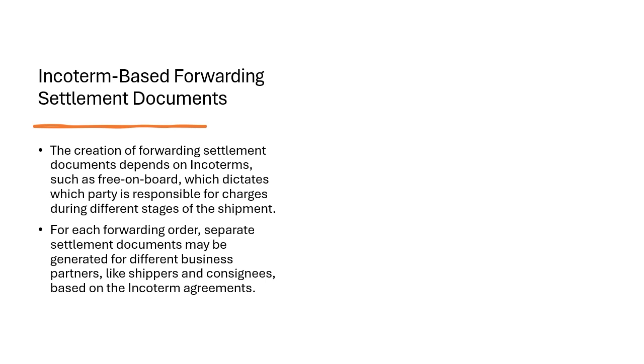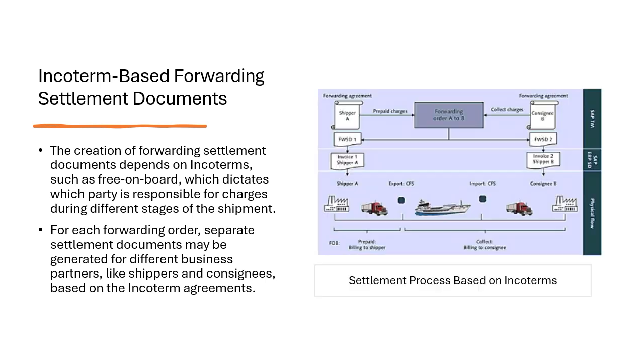Forwarding settlement documents are created based on Incoterms, which actually define the responsibilities for shippers and consignees regarding transportation costs. For example, the shipper might cover charges up to a certain point, while the consignee covers them from another stage onwards. These settlement documents reflect these responsibilities, which allows charges to be split appropriately between parties.